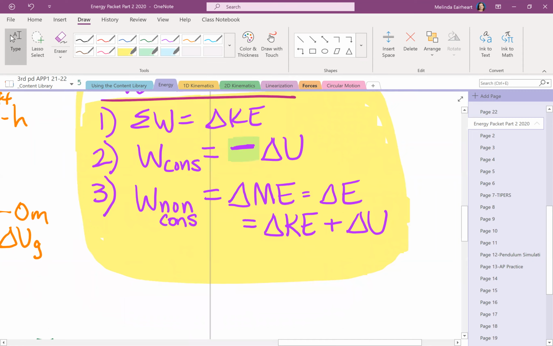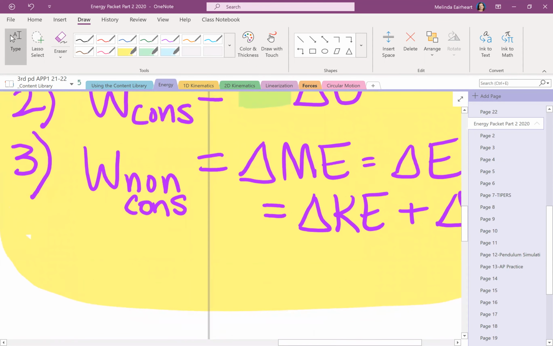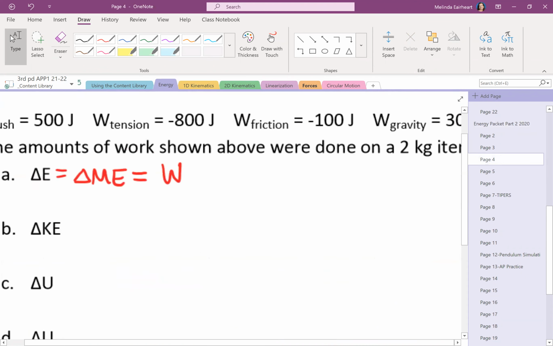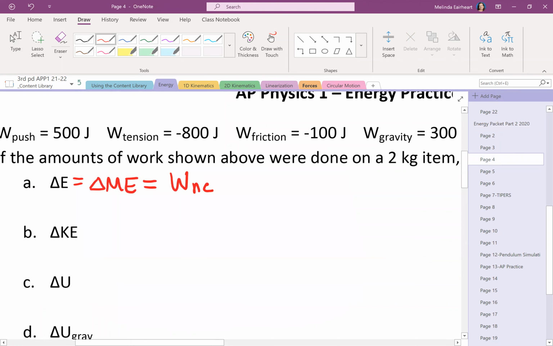Yes, but what kind of work? Non-conservative. Okay. And so on part A, we are just going to care about non-conservative work. Well, they don't identify the works above as being conservative or non-conservative, so we need to. So we're not really making a list like last time, but we do need to identify which force is conservative, which is not.